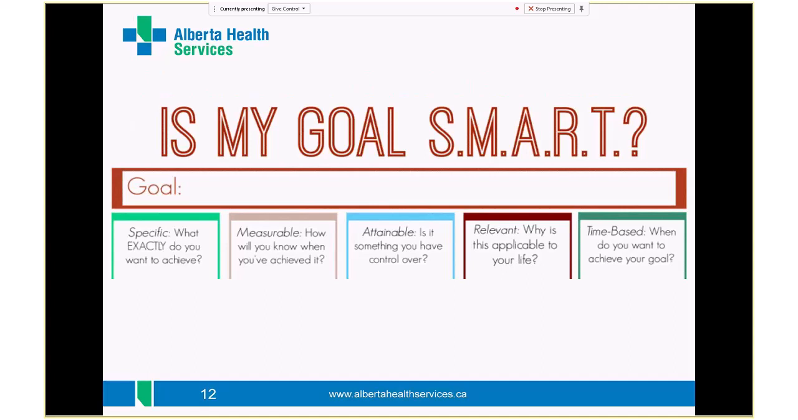So when we think about SMART, S stands for specific. What exactly do you want to achieve? M stands for measurable. How will you know when you've achieved it? A stands for attainable. Is it something you have control over? R stands for relevant. Why is this applicable to your life? And T stands for time-based. When do you want to achieve your goal?